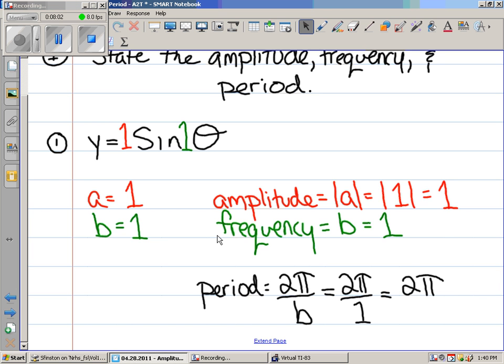The frequency is just calculated by B, and B was 1. The period is the distance it takes to complete one cycle. The formula for the period is 2 pi over B. It's 2 pi over 1. So the answer is just 2 pi.